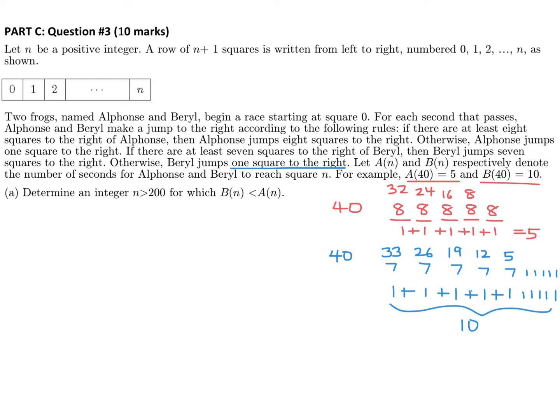So now, what do they want? They want bn to be less than an. We could plug in a whole bunch of numbers and see, but that's going to take forever. So we have to have some sort of system here.